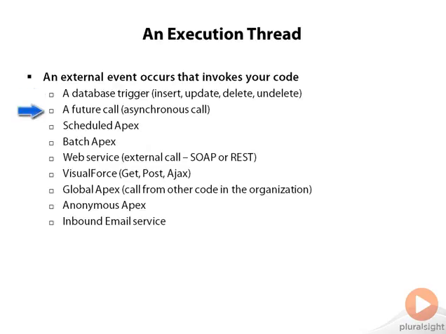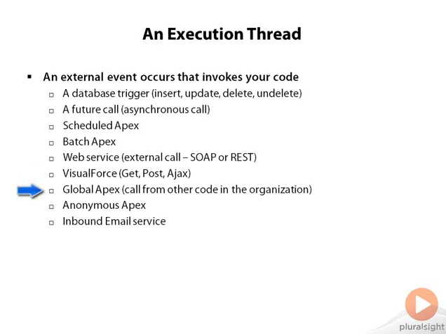A future call context. This is a context that begins when you request an asynchronous operation. Scheduled Apex, where you specify code to run at specified times. Batch Apex, where you specify a class method that is called repeatedly to process very large amounts of data. Web service. This is where you specify an entry point for a SOAP or REST web service call from an outside system. Visualforce. This is where you process requests from a Visualforce page. These can include both GET, POST, and AJAX requests.